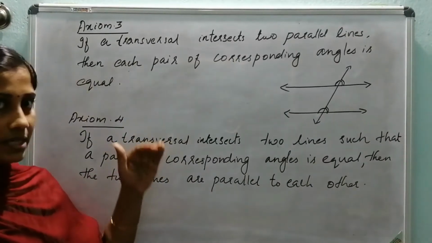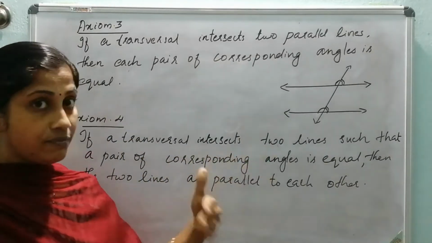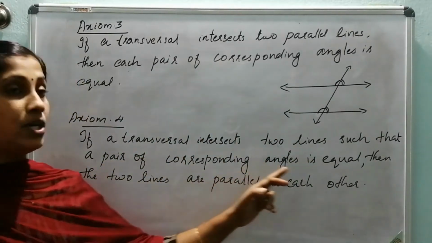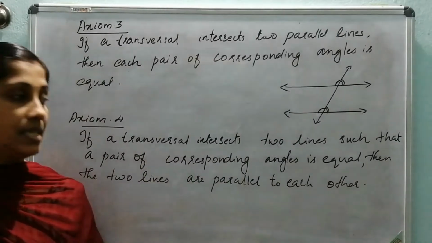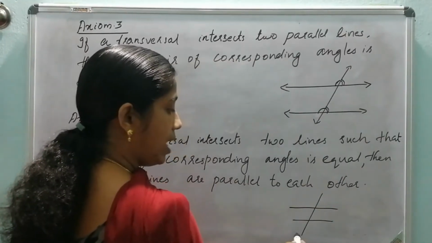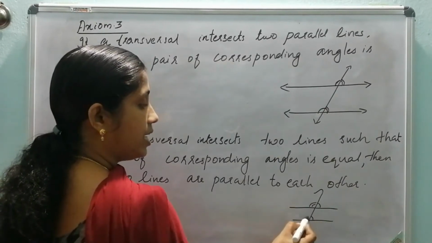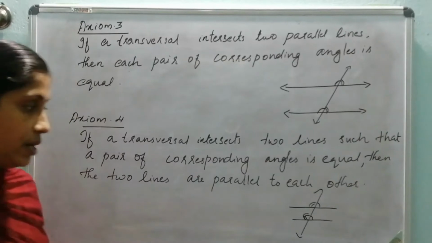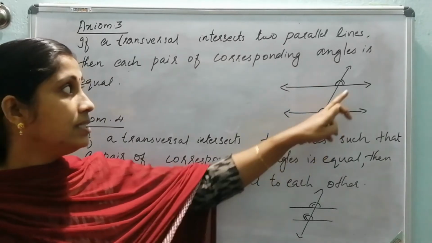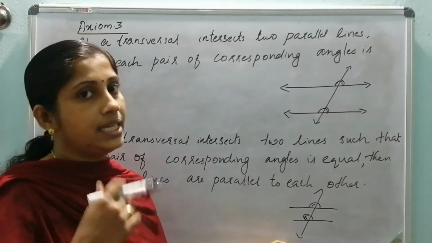Then axiom 4 is the converse. Converse means the reverse of that one. That is, if a transversal intersects two lines such that a pair of corresponding angles is equal, then the two lines are parallel to each other. That means if a transversal intersects two lines and the corresponding angles are equal, then we can say that the lines are parallel. Earlier, if the lines are parallel, then the corresponding angles will be equal. Here it says that if the corresponding angles are equal, then the lines are parallel.